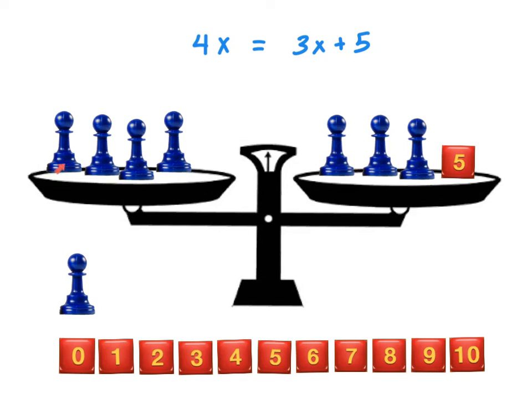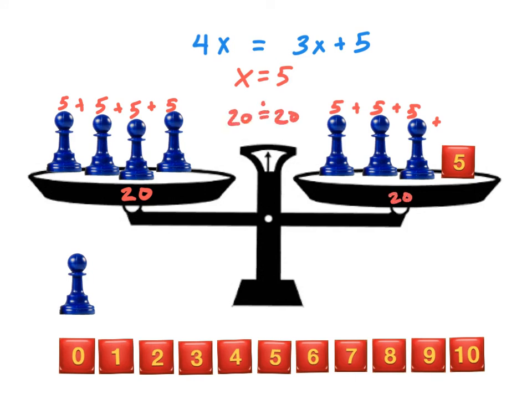Let's try 5. 5, 10, 15, 20. 5, 10, 15 plus 5 is 20. So I think that x equals 5. I'm going to confirm that by doing a check. And I kind of just did the check when I counted here, but we'll confirm it again. So on the left-hand side, I have 5 plus 5 plus 5 plus 5. That gives me 20. And on the right-hand side, I also have 4 5s, which is 20. My check confirms that my equation is balanced when x equals 5.